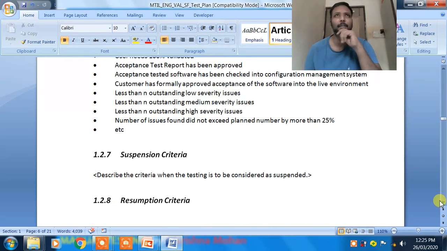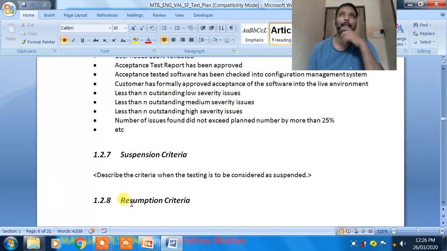Then the suspension criteria means the situations in which testing can be suspended. There are many cases. Suppose there are not enough resources available, the testing will be suspended for some time. Or if there is any showstopper bug, then we have to suspend it and approach the development team so that the showstopper defect is fixed first.